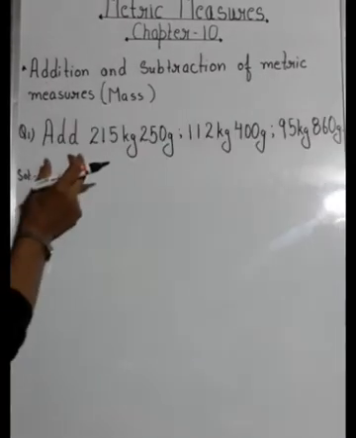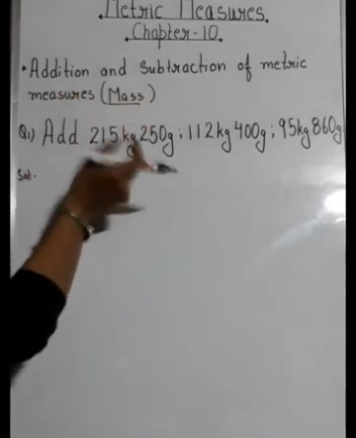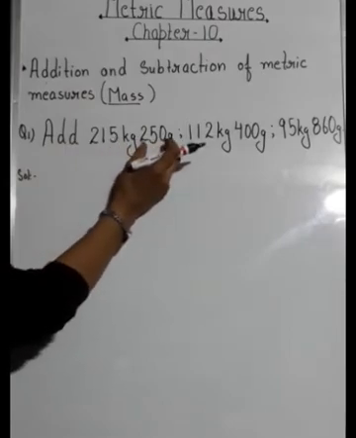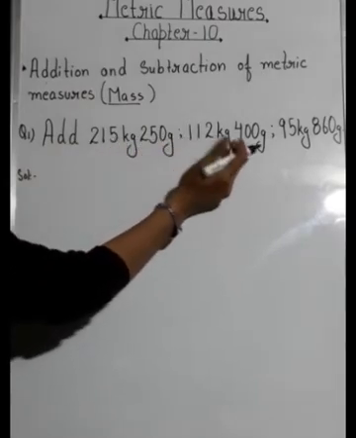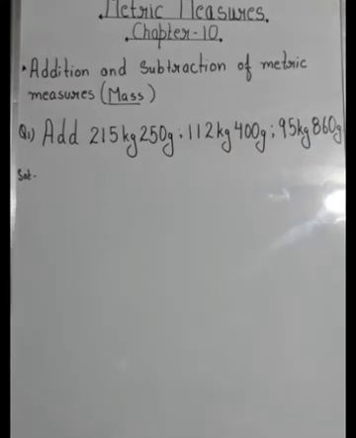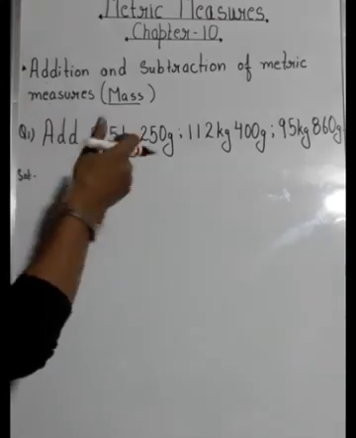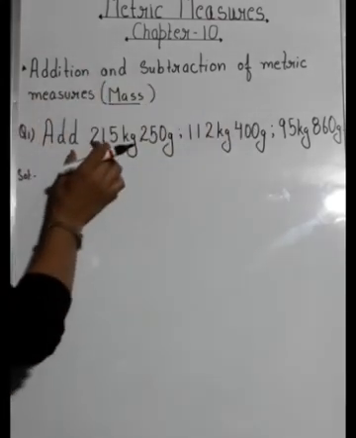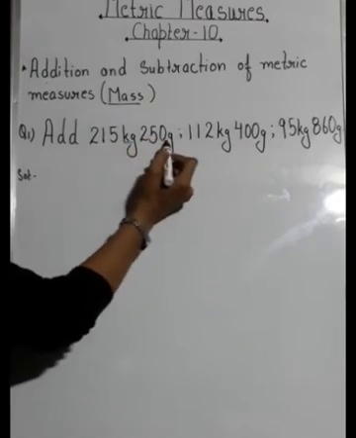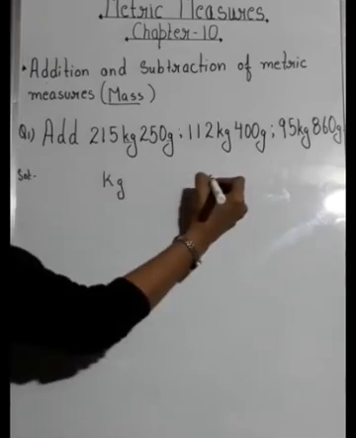Next we are having addition of mass. First we have done with length, now I am doing mass. So your question is: add 215 kg 250 gram, 112 kg 400 gram, 95 kg 860 gram. The same addition we have to do whether it's in length, mass or capacity. So again you have to make two columns. Here I am having two units, kilogram and gram. So I have made two columns, one of kilogram and another one of gram.